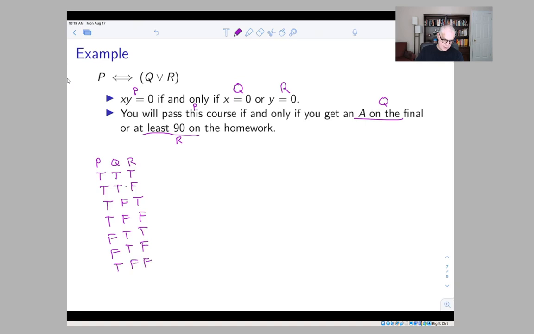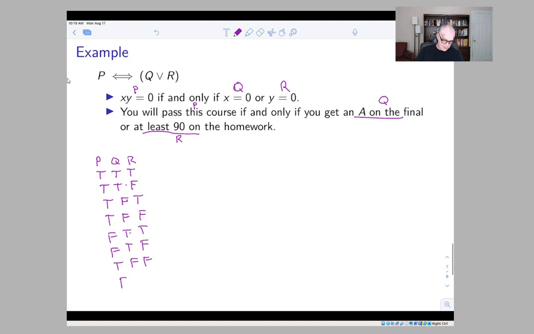And as in the very first example, we have 8 possibilities. One, two, three, four, five. I missed one. Oh, I missed false, false, false. So there are 8 possibilities. And again, let's work out the Q or R part of it separately. So we're only looking at the last two columns. This is similar to what we did the first time. Remember, if either of the second two columns is true, then the OR is going to be true.